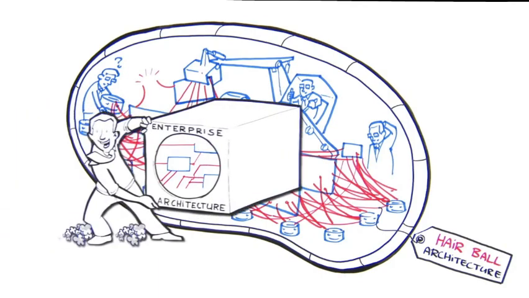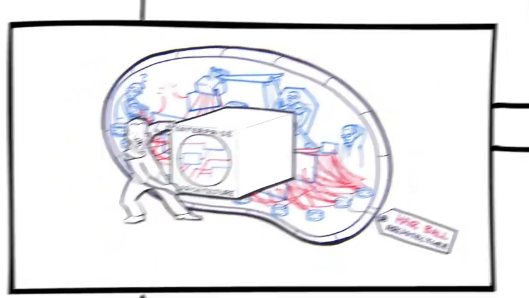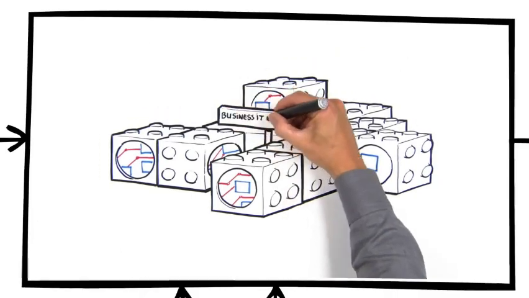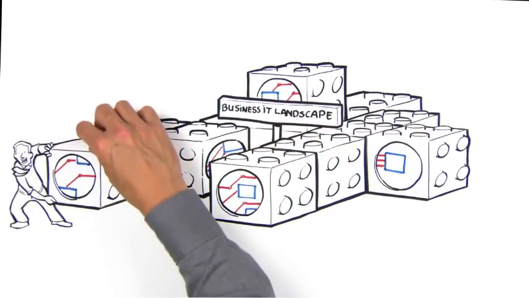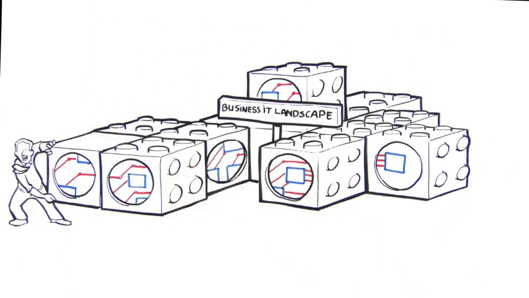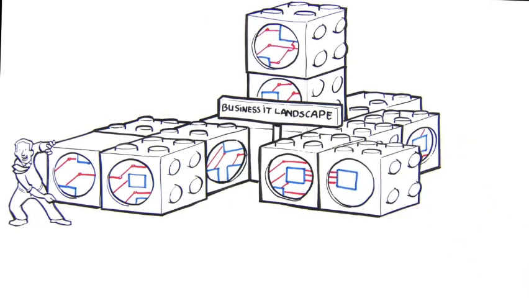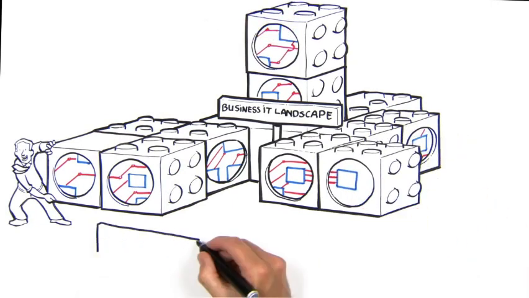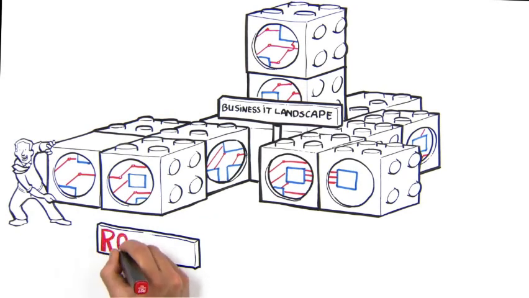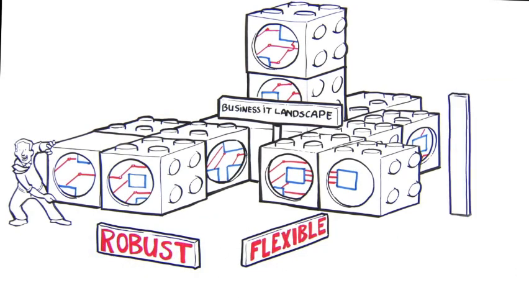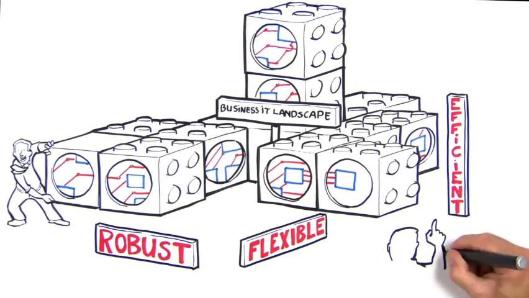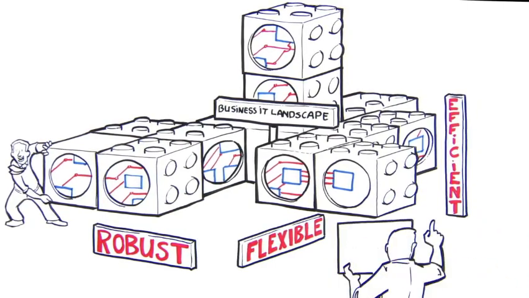Now that's where enterprise architecture comes in. We have to deal with the IT landscape in such a way that people have the freedom to create improvements and that there's always room for innovation. Architecture makes sure that our IT landscape is robust as well as flexible and efficient. This requires a process to keep things organized.